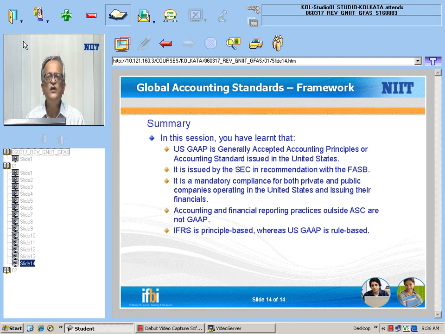Accounting and financial reporting practices outside ASC are not GAAP, so they are not accepted. And the last point is IFRS is principle based whereas US GAAP is rule based.